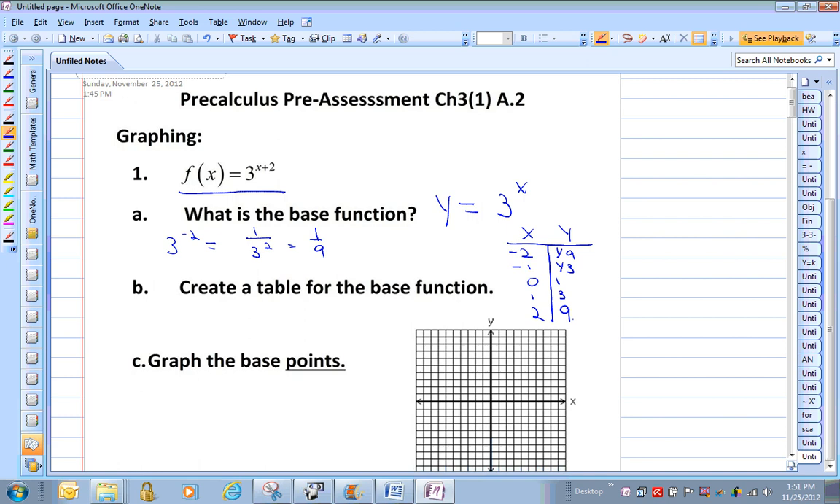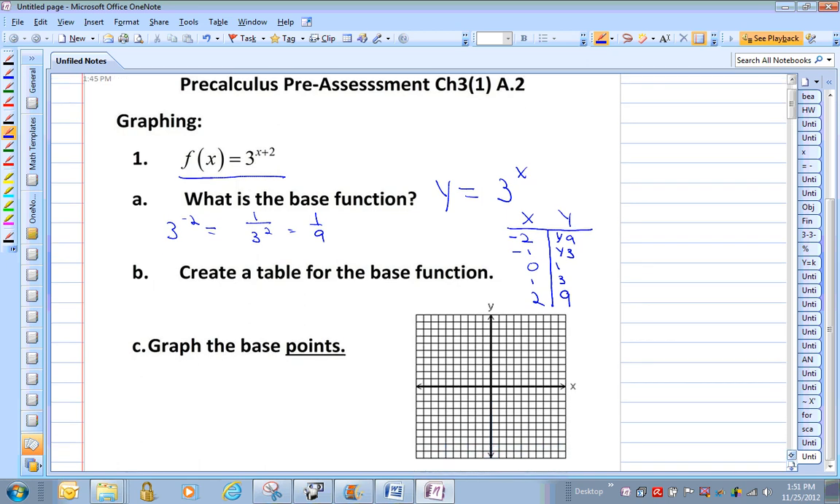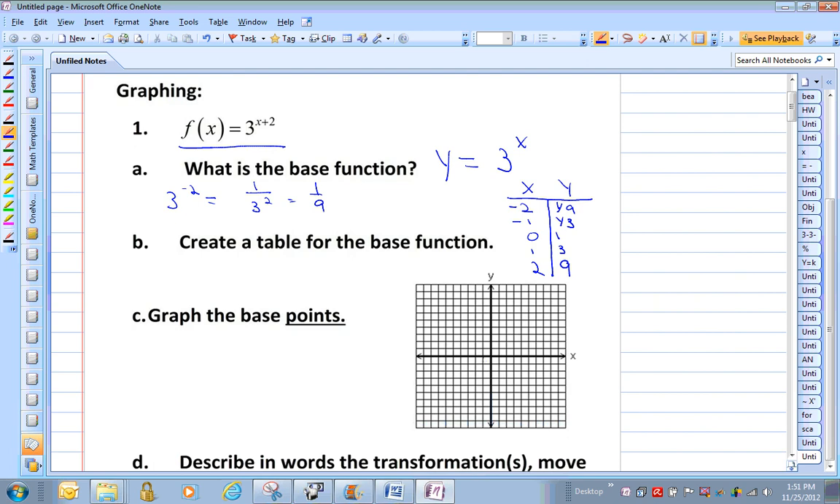The next thing I want us to do is graph these base points. So at -2 would be at 1/9. So that's just above. It's going to be kind of hard to graph on here. At -1 we're at 1/3. Again, just above the line. At 0 we're at 1. At 1 we're at 1, 2, 3. And at 2 we're at 9. So if this is 3, we're 4, 5, 6, 7, 8, 9. And it looks like those are our base points. And I do want your base points on your test, please.